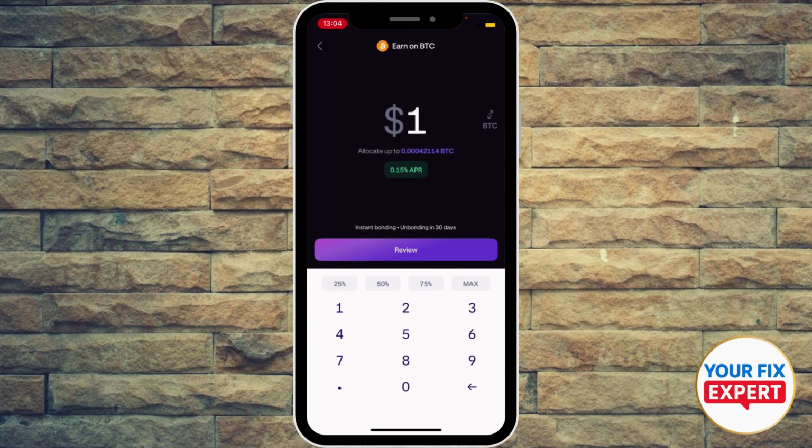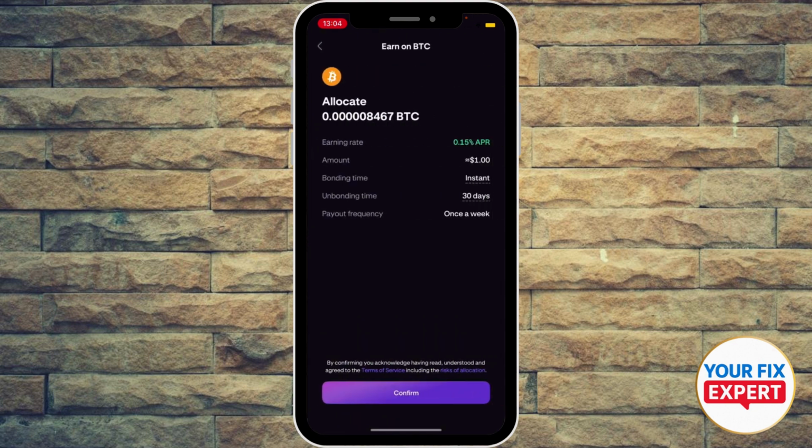So it can be like however the price it is today. I'm gonna hit review, right, and now I will allocate $1, right, and the earning rate will be 0.15%, right, and the bonding time will be instant, and the unbonding time will be at least a 30-day window.